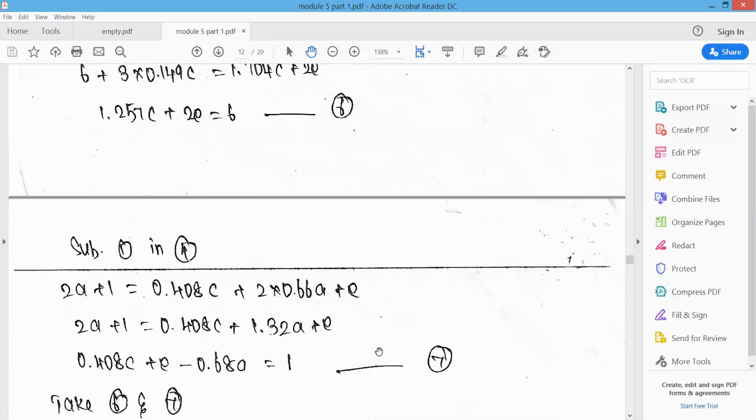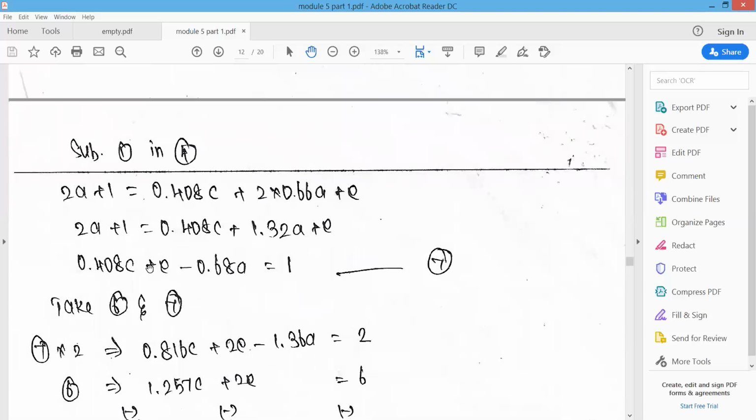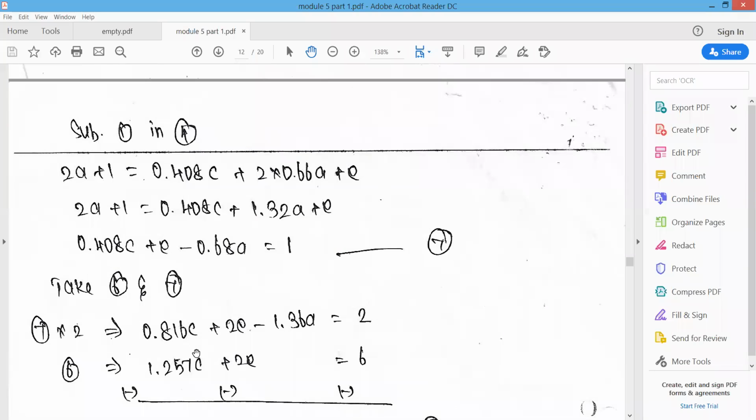Now this is the seventh equation. Now take 6 and 7 and subtract. So the sixth equation is 1.257C plus 2E is equal to 6. Now multiply 7 with 2 and subtract it. So what will happen? This E will get cancelled.